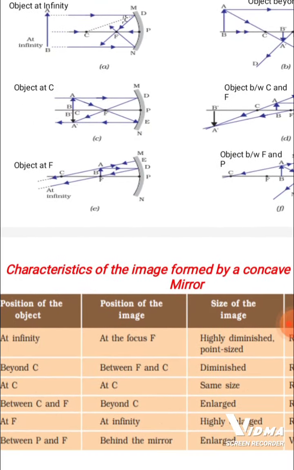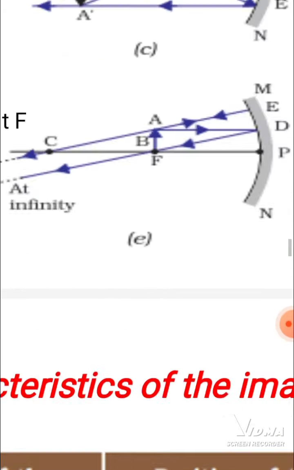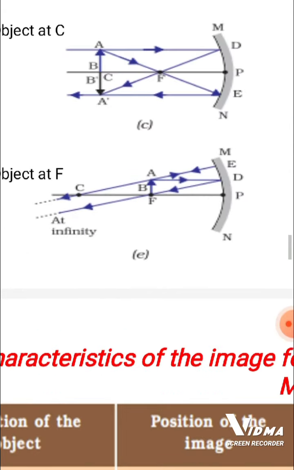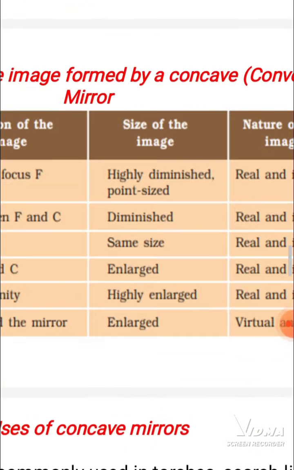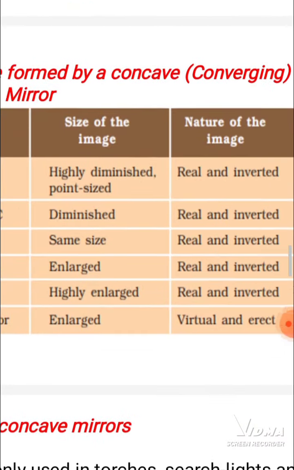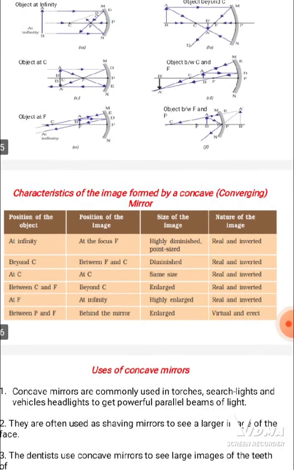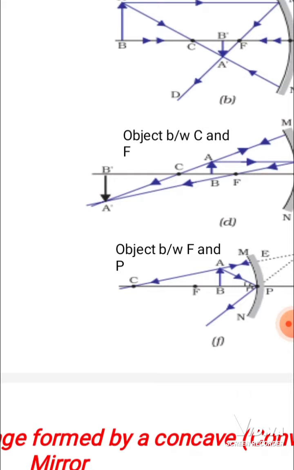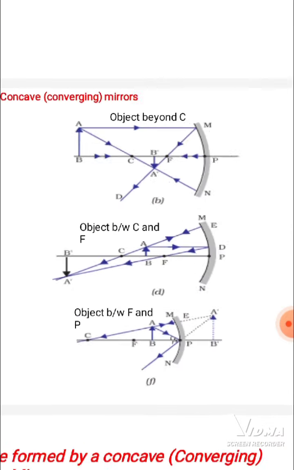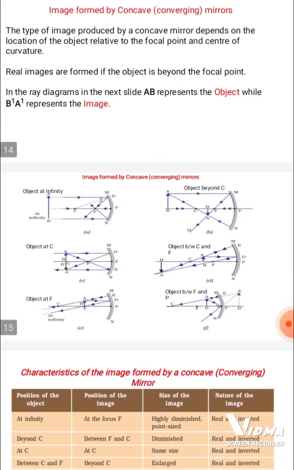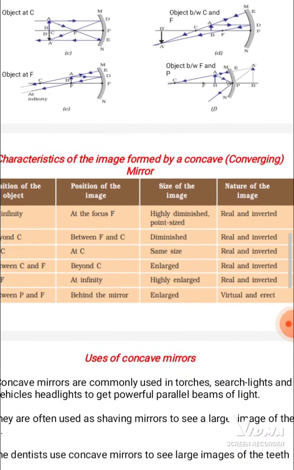When the position of the object is at F, that is at the principal focus, the image is at infinity. The image is highly enlarged, and of course real and inverted. When the position of the object is between P and F, you have the image behind the mirror, and of course it is enlarged in size, and in this case you have a virtual and erect image. A virtual image is the one that cannot be formed on the screen, while a real one is the one that can be formed on the screen.